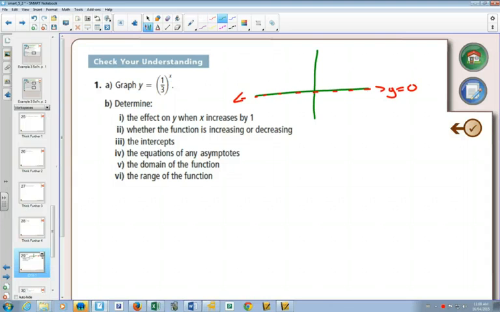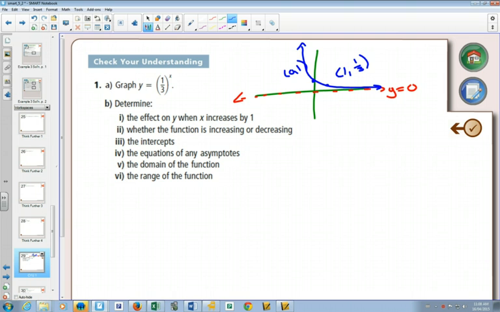You know that your graph is going to go through (0, 1). And when you plug in 1, you get (1, 1/3). So it swoops down like this, approaches your asymptote, and goes up like that. So for any exponential graph, you'll label those 2 points, always (0, 1) and (1, whatever the base is).